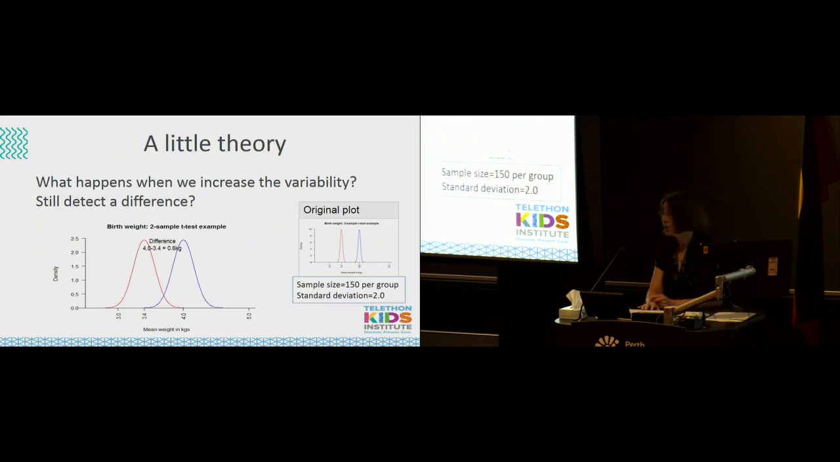So the next question is, what happens if we increase the variability? Again, the original plot is up here, and this time, instead of a standard deviation of 2, we increase the standard deviation, and now we get the overlap again. And once you find the overlap, you can't definitively say whether the blue group and the red group are different from each other.